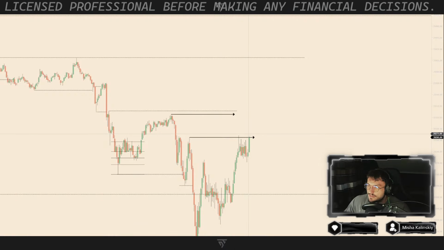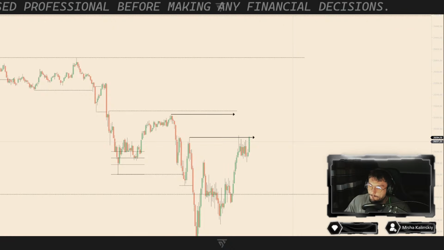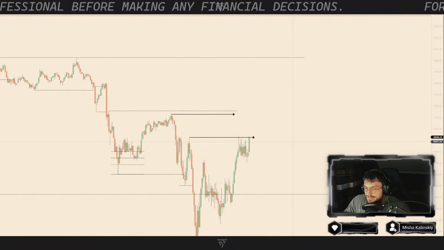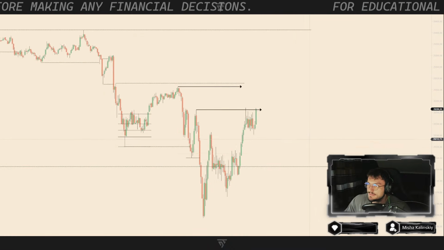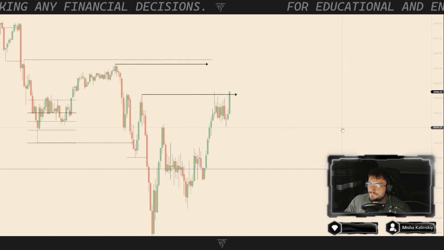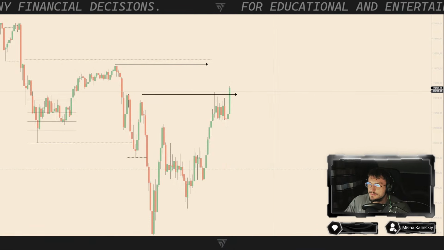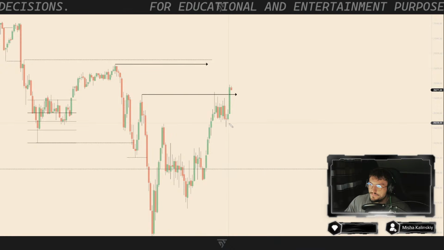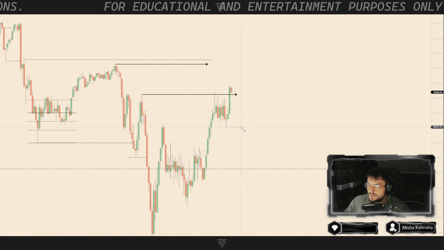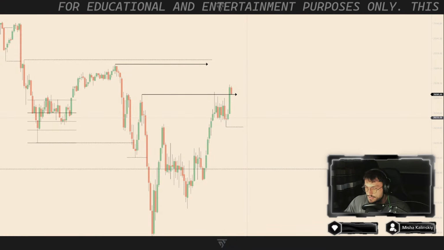Okay, 20 seconds on the candle. Let me just zoom in a little. And we close above. I'm gonna mark this low just for the sweep.